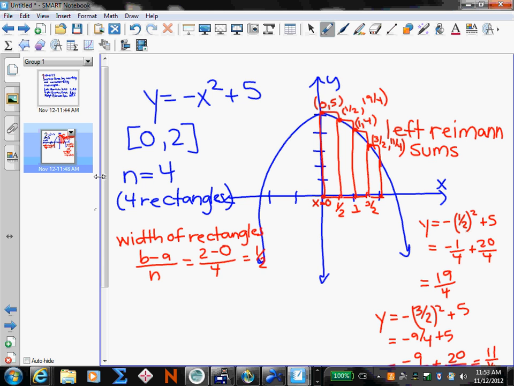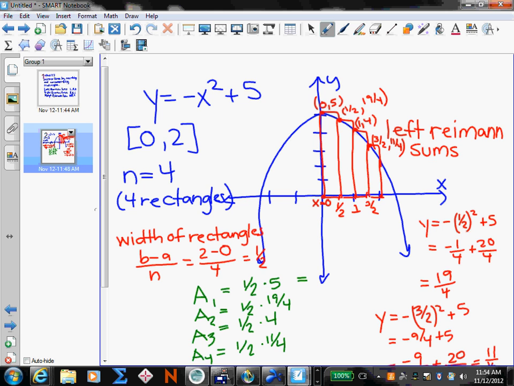So what I like to do is just put area 1, area 2, area 3, area 4, and just write out the area of the rectangles. Hopefully everybody knows that the area of a rectangle is the base times the height of the rectangle. So if I'm looking at this first one, the base is a half, and the height of it is 5. So I have a half times 5. The next one will be a half times 19/4. The third one will be a half times 4. And then the last one will be a half times 11/4.